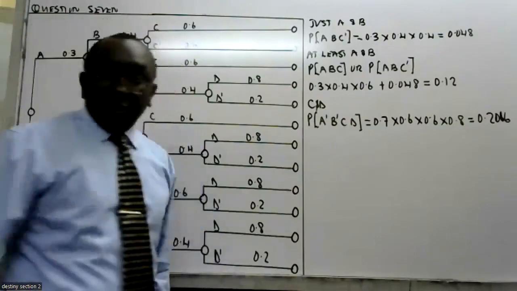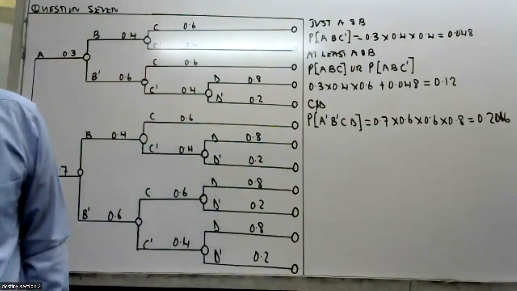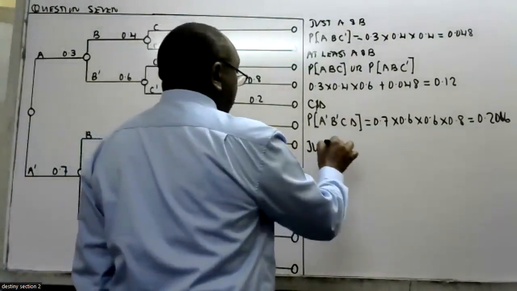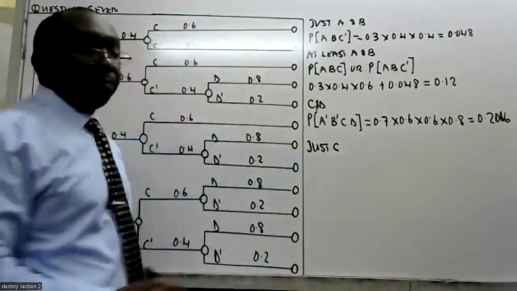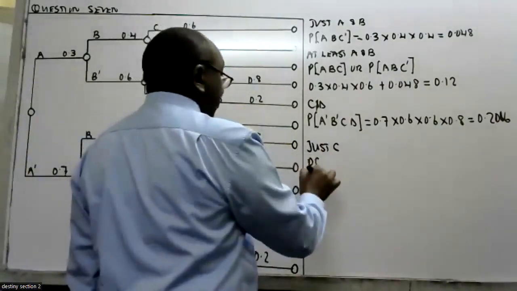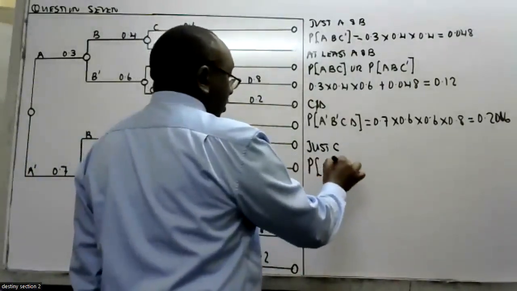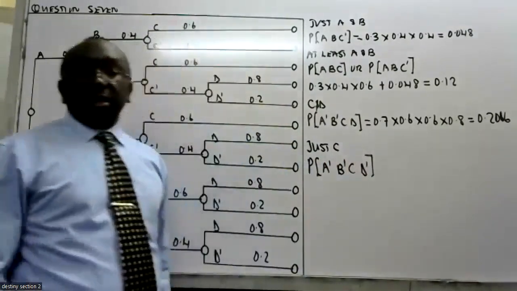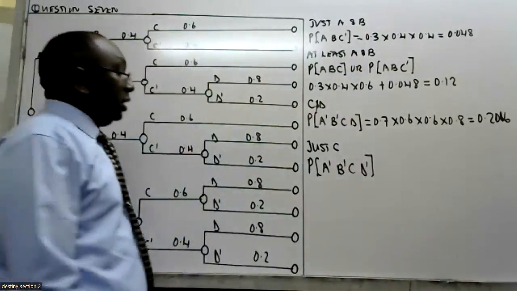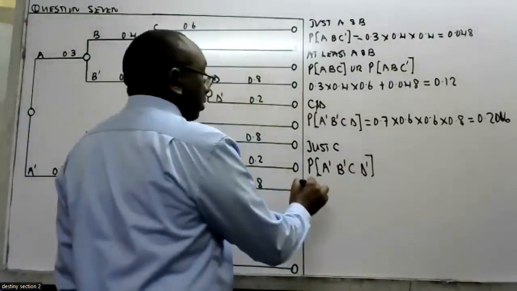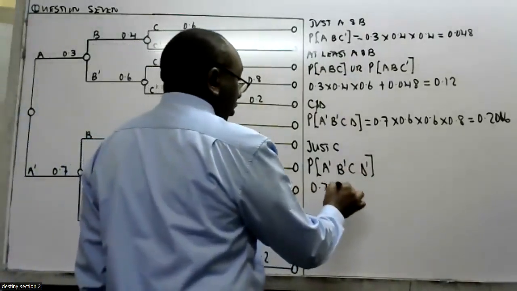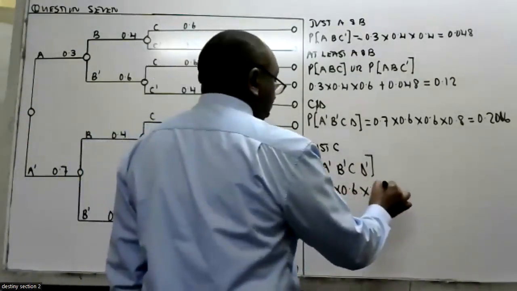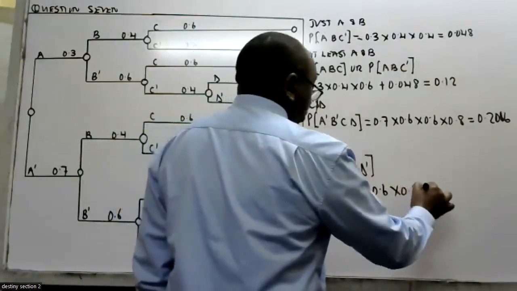Haya. Huyo mwingine tunaambiwa just C. So if they say just C, they mean you have missed A, you have missed B, but you got C, and thereafter you missed D. So this will be 0.7 times 0.6 times 0.6 times 0.2.